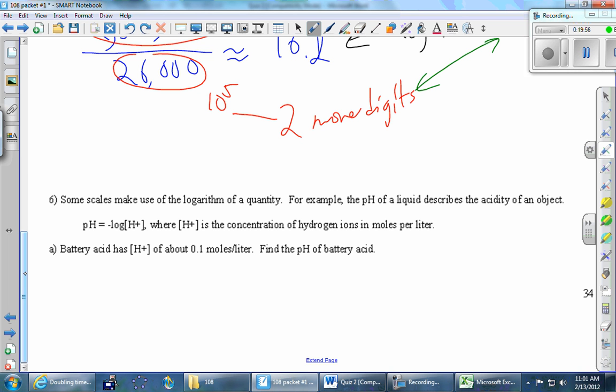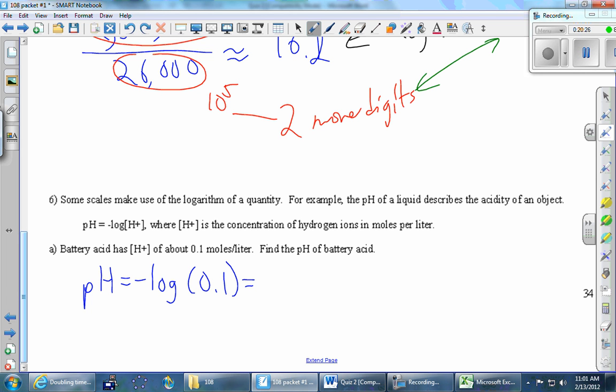Let's see if we can use this formula even if we don't understand all the chemistry. We'll go to part A for Sam. Let's plug into our formula here. pH equals negative log of H plus. H plus is this 0.1 number right here.